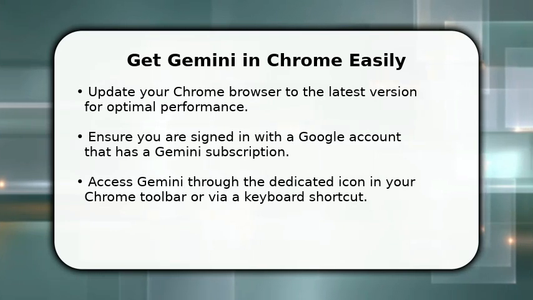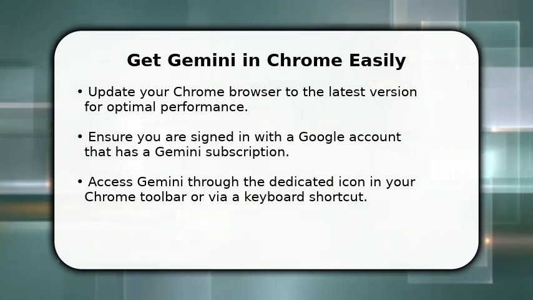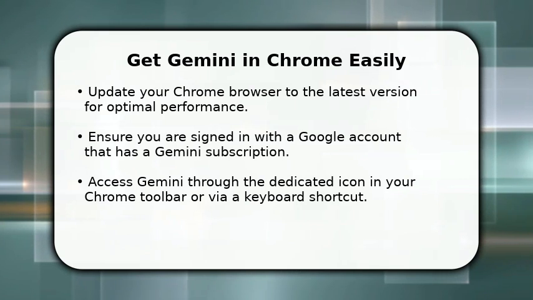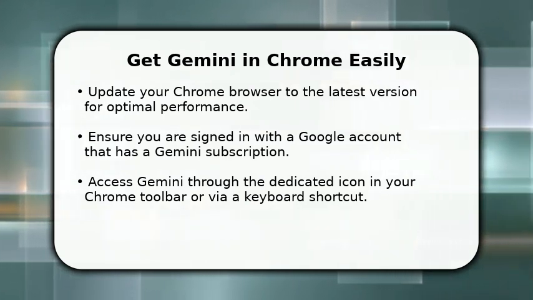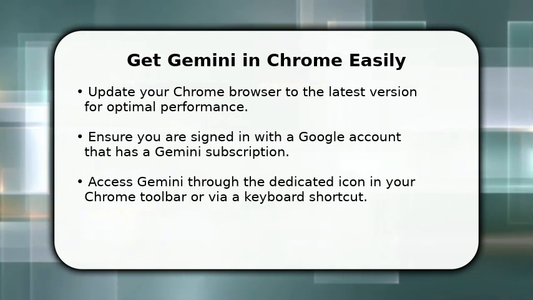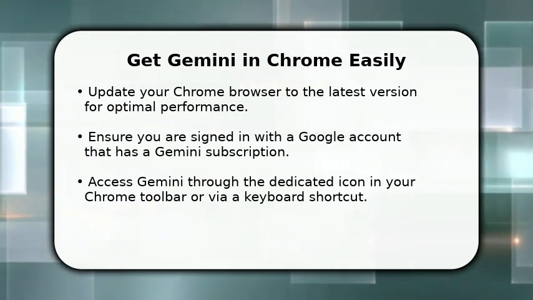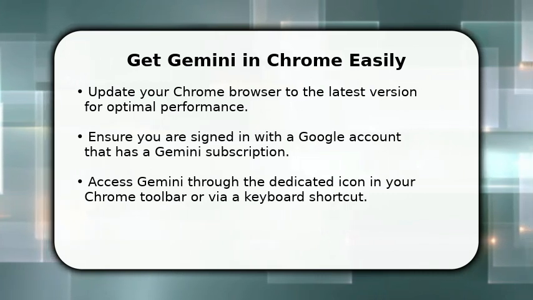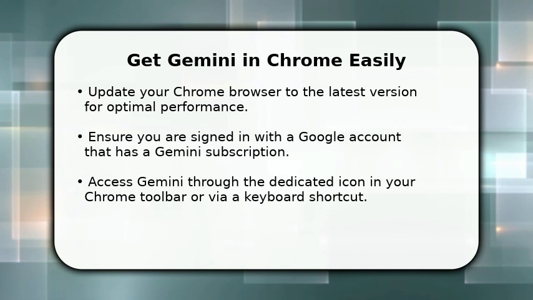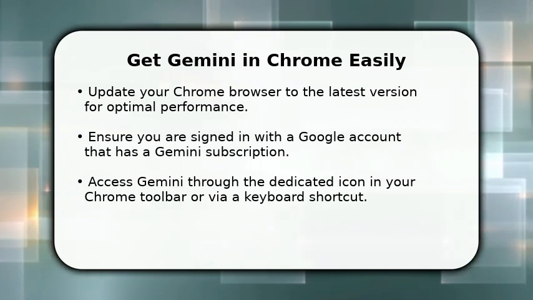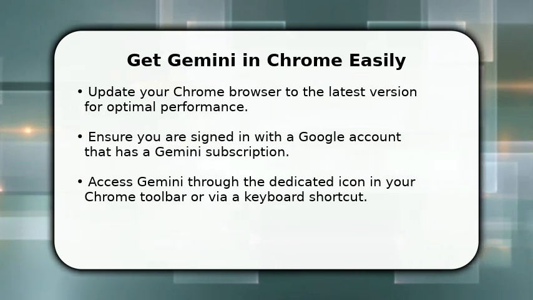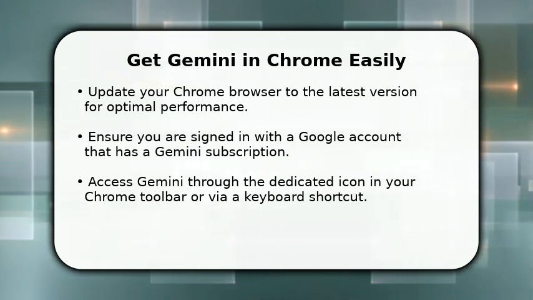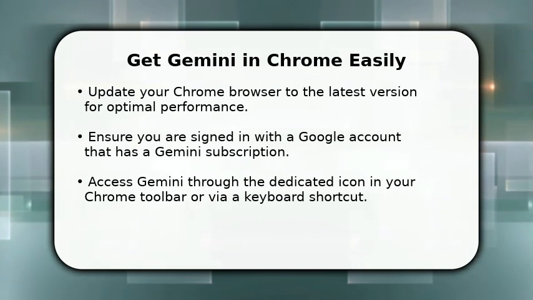Enjoy the video. In this video, I will explain how to get Gemini in Chrome. First, ensure your Chrome browser is updated to the latest version. Next, confirm you are signed in with a Google account that includes a Gemini subscription. You can then easily access Gemini directly from the Chrome toolbar or by using a simple keyboard shortcut. This integration brings powerful AI assistance right into your browsing experience, making tasks much more efficient.